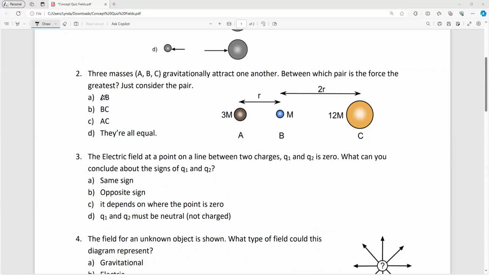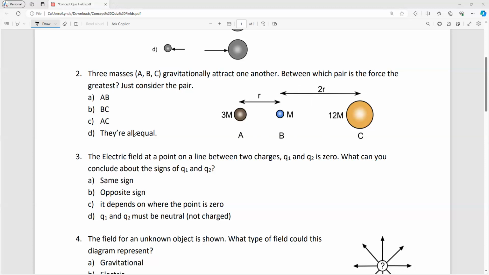Okay, so Lorraine, you're right. A, B, C gravitationally attract one another. Between which pair is the force the greatest? So object A is 3 masses, object B is 1 unit of mass, and object C is the biggest one, 12 masses. And distance, you see, r, and here twice bigger distance. So between which pair is the force the biggest? Between AB, or between BC, or between AC, or they're all equal.